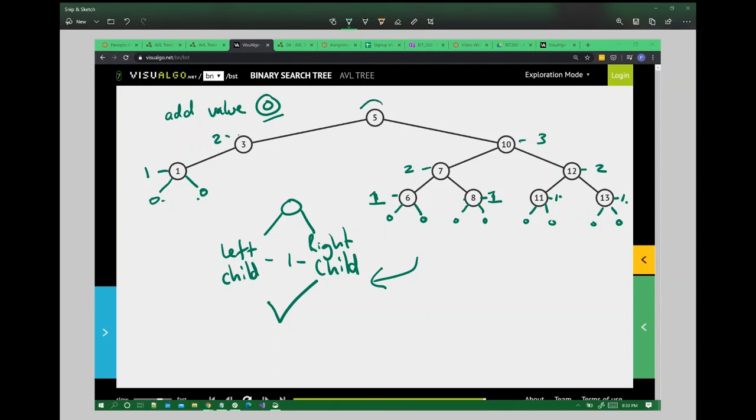Now we look at the node reference 5. If we look at the left child, it's level 2. If we look at the right child, it's level 3.